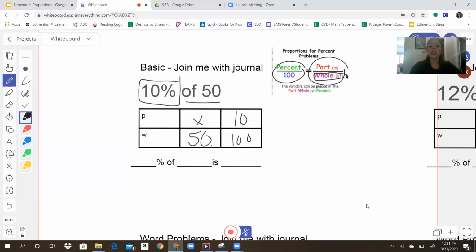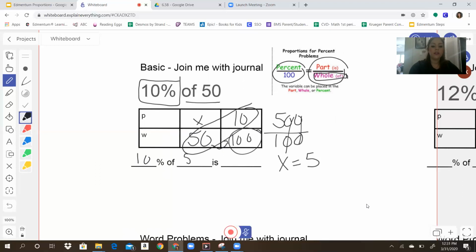Now you can use a quick scale factor. You can take a bridge and go straight across from 50 to 100. 50 times 2 is 100. Or you can do this the long way. 50 times 10 is 500 divided by 100. X equals 5. So 10% of 50 is 5.